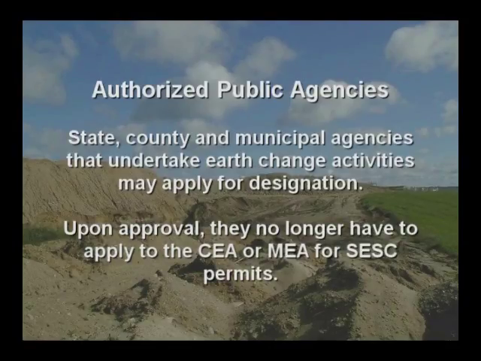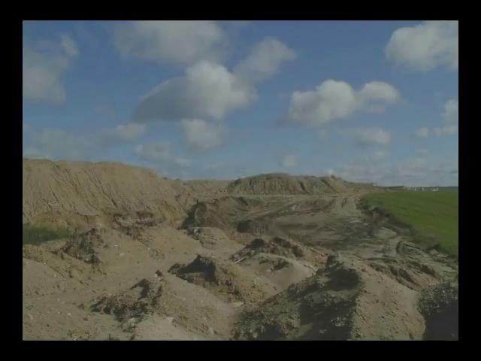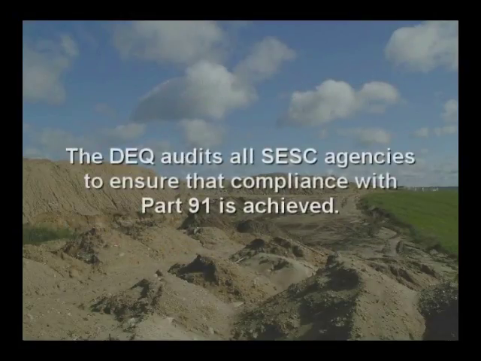It is the responsibility of the APA to develop SESC plans, implement the plans, conduct inspections, and take any necessary compliance and enforcement actions to ensure all sites are in compliance with Part 91 and the approved SESC procedures. CEAs and MEAs have no oversight responsibility for APA projects. It is the responsibility of the DEQ to ensure that all agencies comply with Part 91.